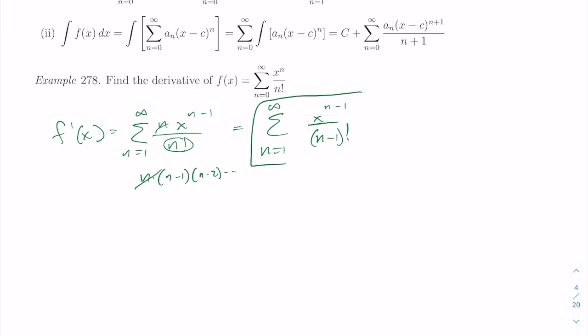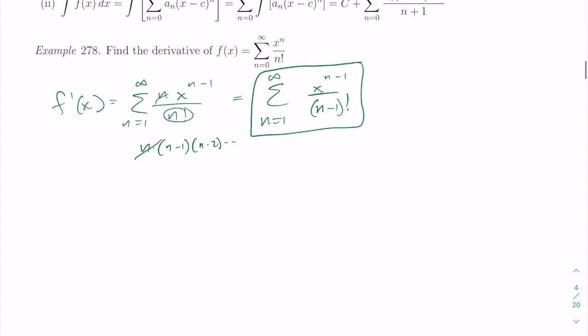Now, we're going to do some more of this in the pages that follow, but I can actually shift the index here, okay? So if you want to see this worked out, you can say that, let's say, i is equal to n minus 1, right? So this is the power right there. And so it's going to be x to the i over i factorial. Now, as n goes to infinity, so does i. That's good. And then where does i start, right? When n is 1, i is equal to 1 minus 1, which is 0. So i starts at 0.